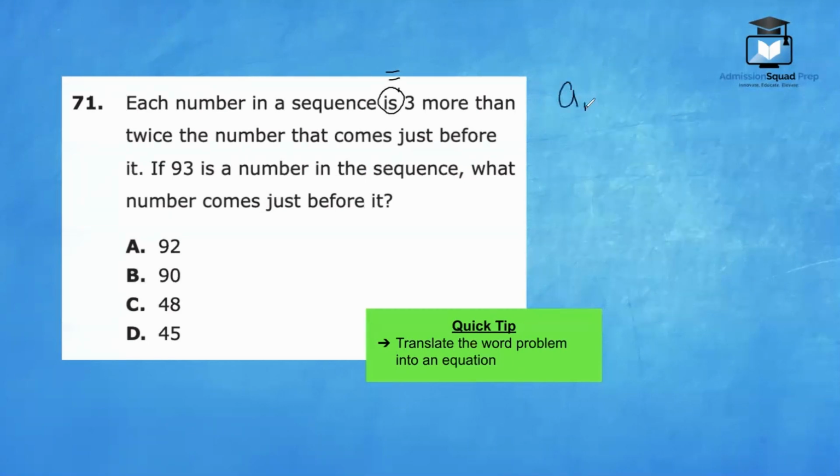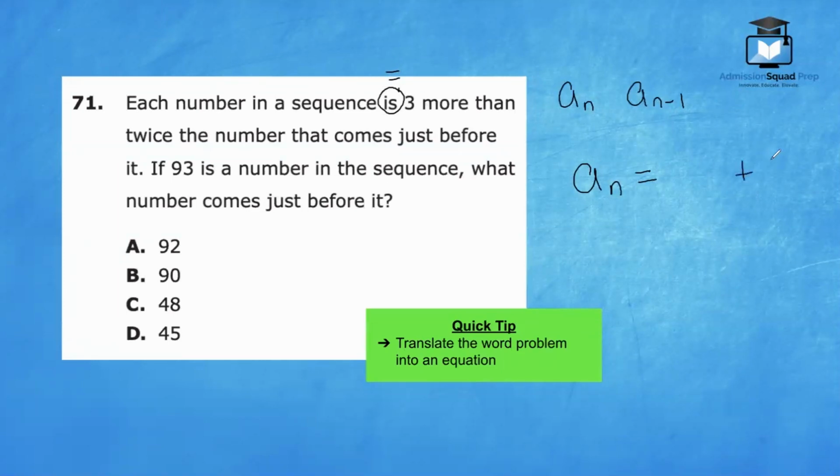A sub n would represent one number in the sequence, and A sub n minus 1 would represent the number that came right before it. Consider these just variables, but the subscripts help us to understand where the number is positioned within the sequence. So right now the problem says each number in a sequence, so let's say A sub n, that's the number that we're working with right now, is equal to, so "is" typically translates to an equal sign.